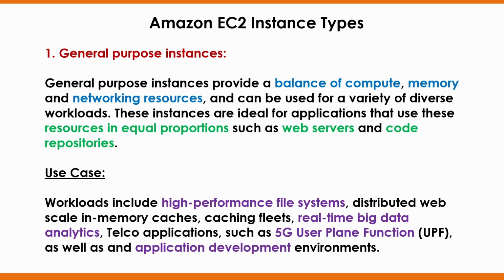The first one is the general purpose instance. General purpose instances provide a balance of compute, memory, and network resources and can be used for a variety of diverse workloads. These instances are ideal for applications that use these resources in equal proportion, such as web servers and code repositories. So the resources are in a balanced form.